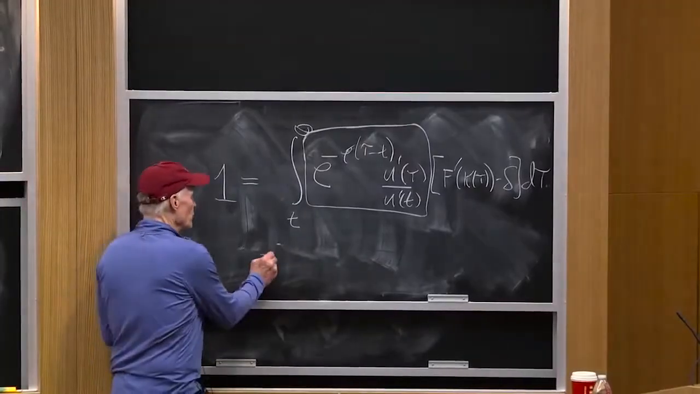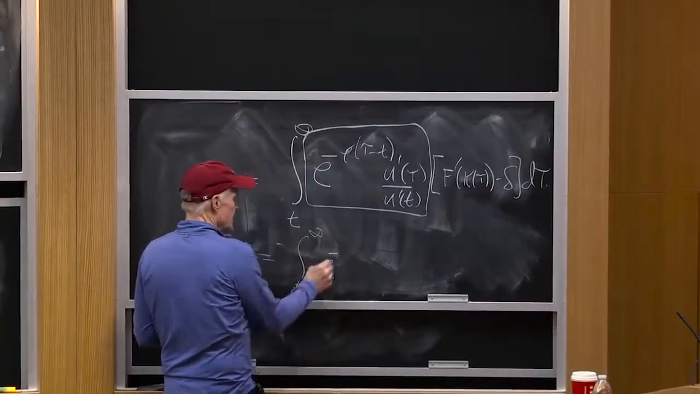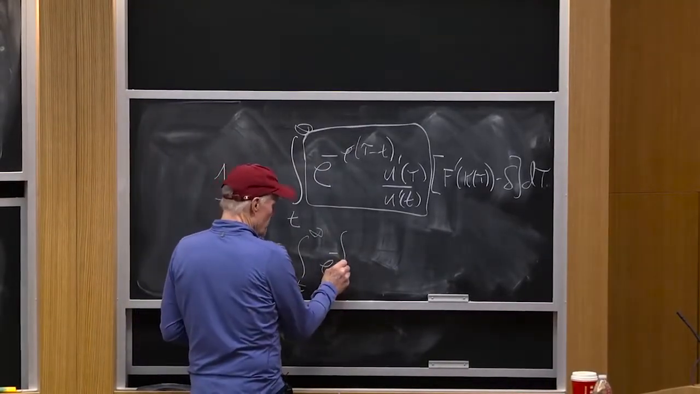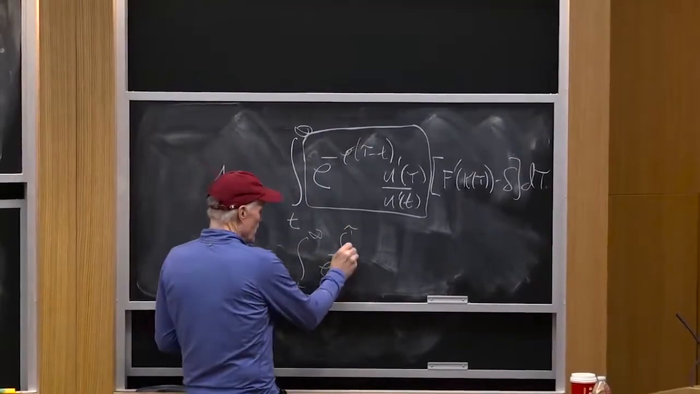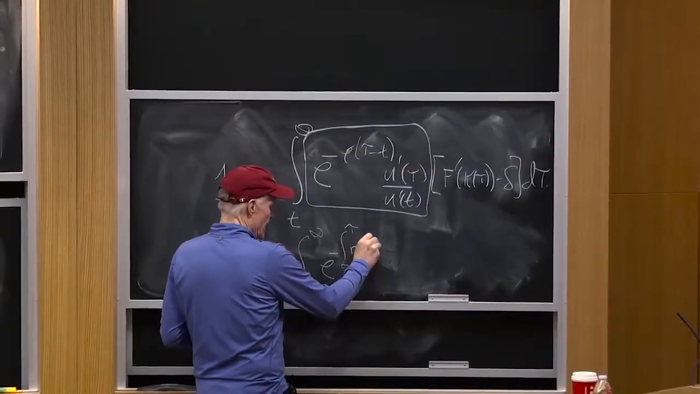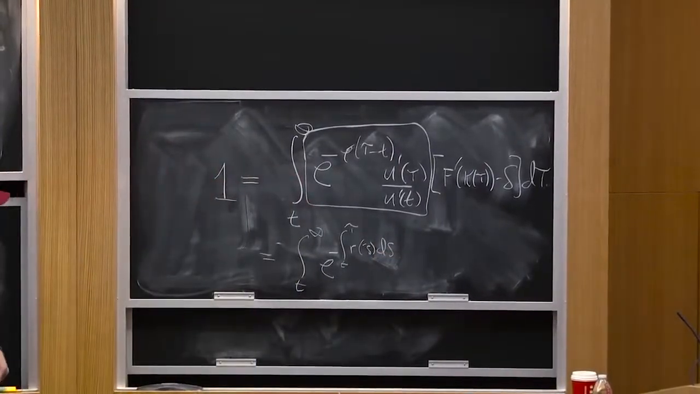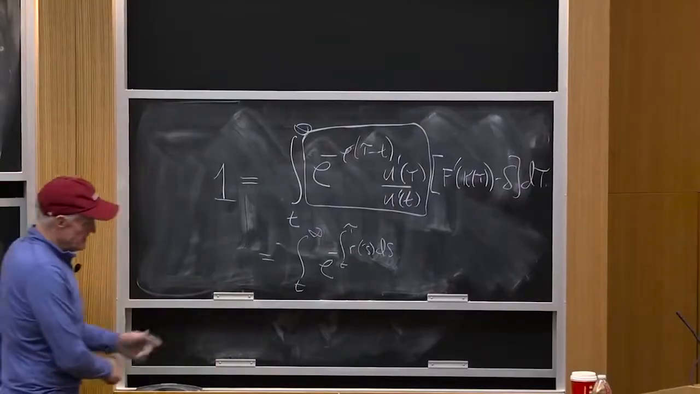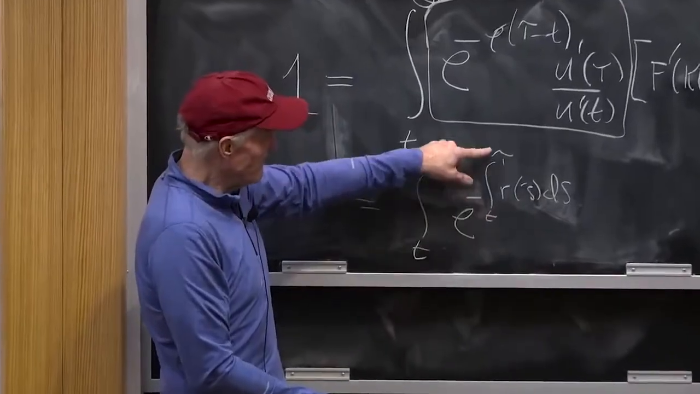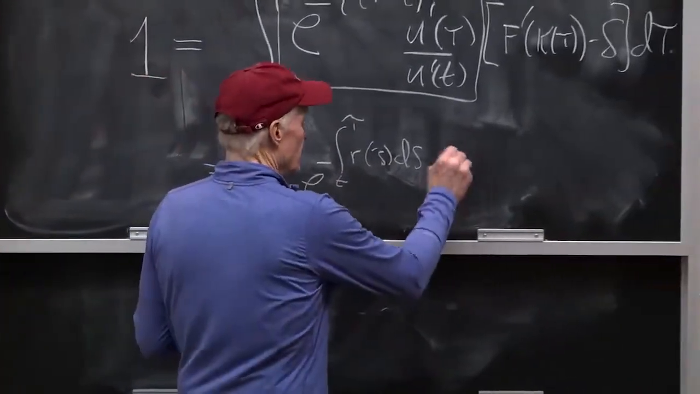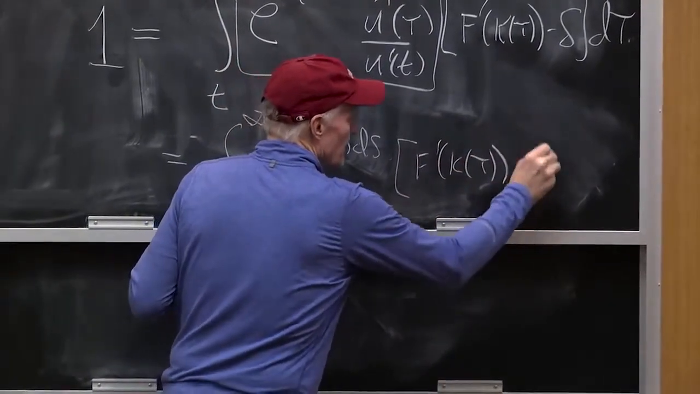It's going to be equal to the integral from t to infinity of e to the minus integral from t to tau of r of s ds. Right, that's what it's going to be. So it's the integral of all those short-run discount factors between t and tau, times f prime k of tau minus delta, d tau.